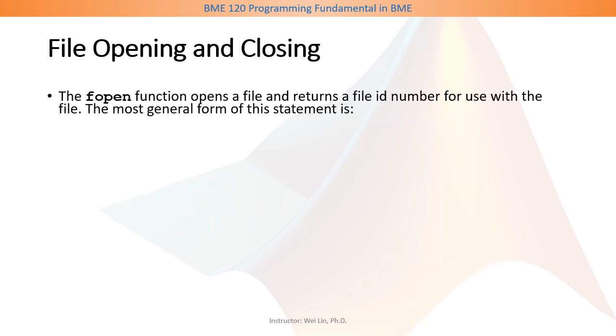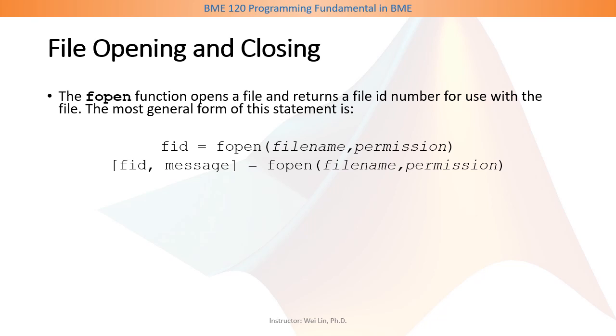Here are the general forms of the fopen function. The first form is the simplest one, and it has two input data. One is called file name, which is a string specifying the file name. And the second is a permission, which is also a string specifying how the file will be used, whether it will be read or it will be written. And the function will return the file ID.